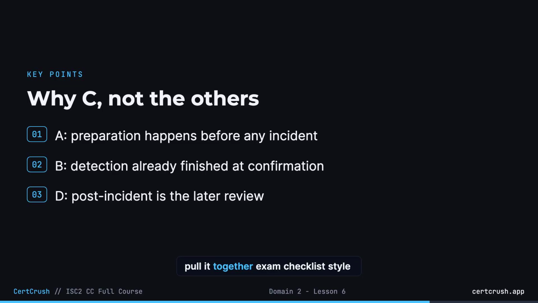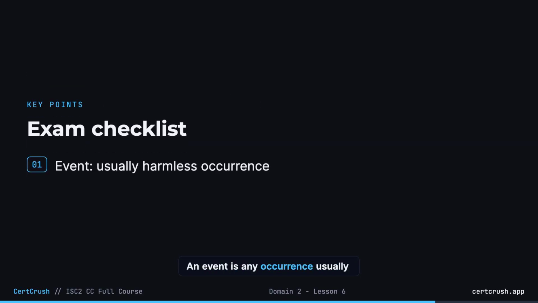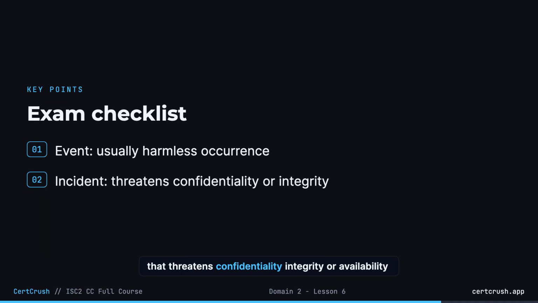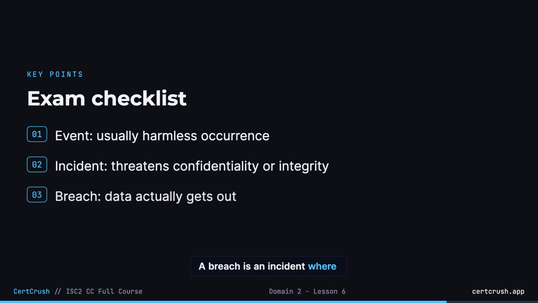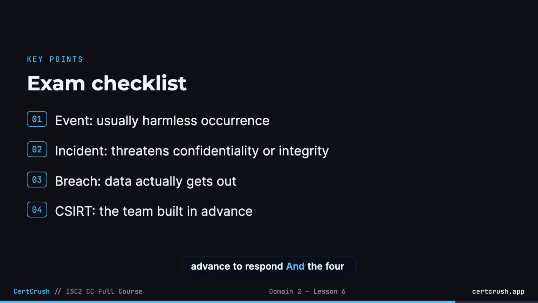Let me pull it together, exam checklist style. An event is any occurrence, usually harmless. An incident is an event that threatens confidentiality, integrity, or availability. A breach is an incident where data actually gets out. The CSIRT is the team you build in advance to respond. And the 4 phases run in one fixed order. Get ready, spot it, stop it, learn from it.